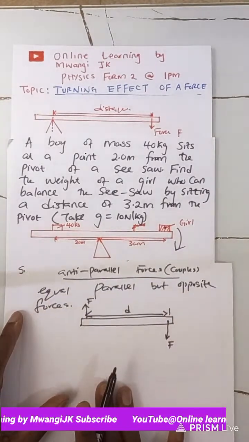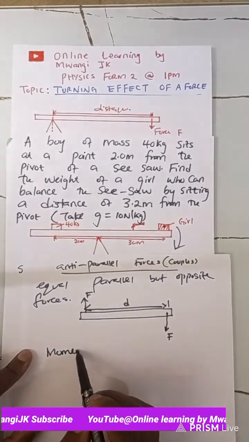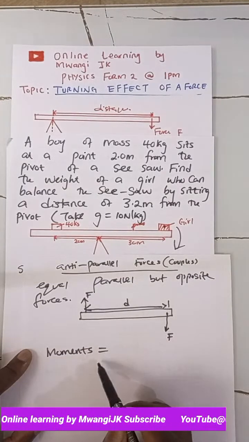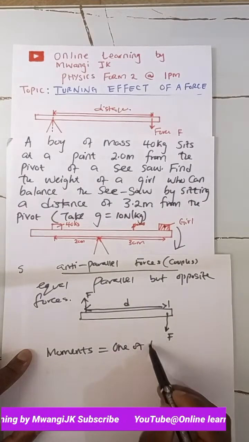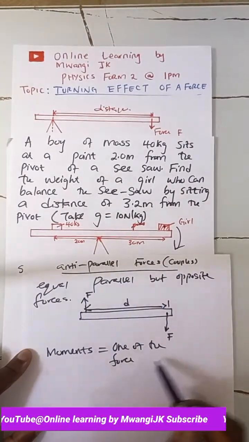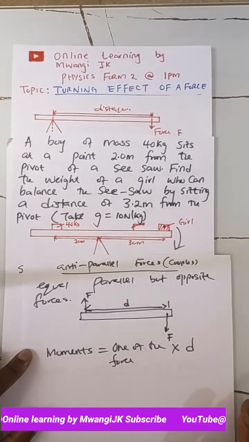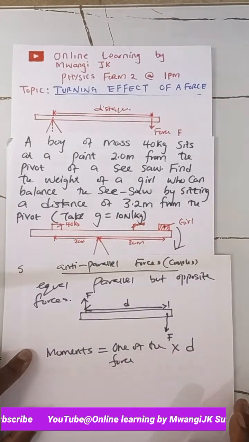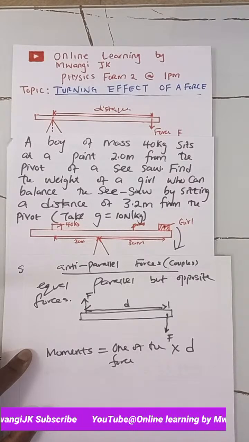So the moment of anti-parallel forces will be one of the forces times the separating distance between the two forces. And when we talk about one of the forces, we mean one of the forces because these forces are equal but opposite and parallel.